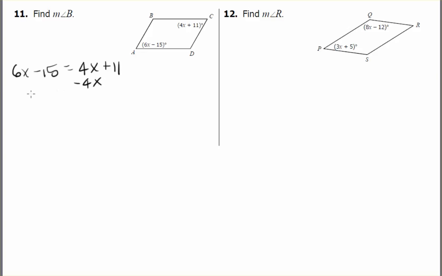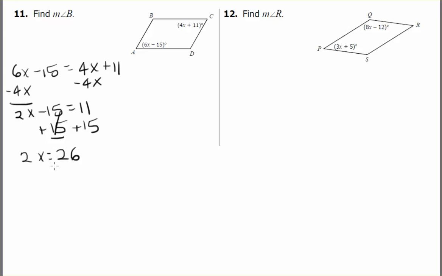So subtracting my 4x and then adding the 15. And then divide by 2. Then again, you want to double check, did you answer what it asked? Well, it asked me to find the measure of b. So I'm not done yet. I didn't find b, I found x. Well, there's nothing there for b. It's blank.